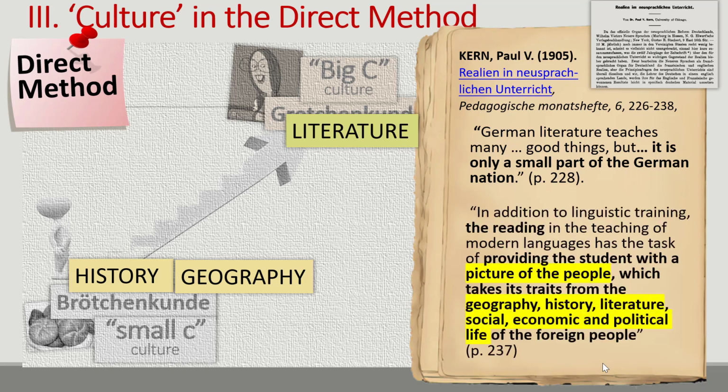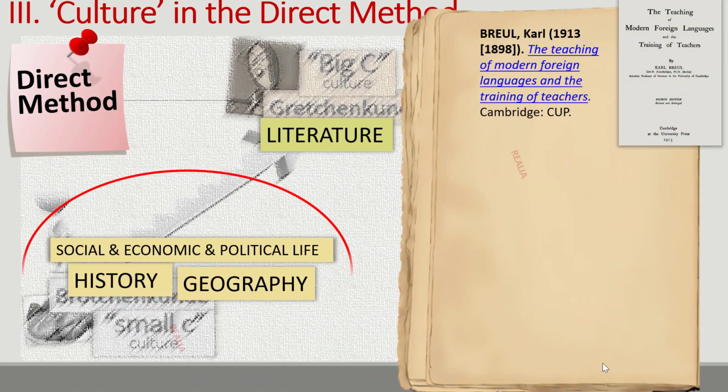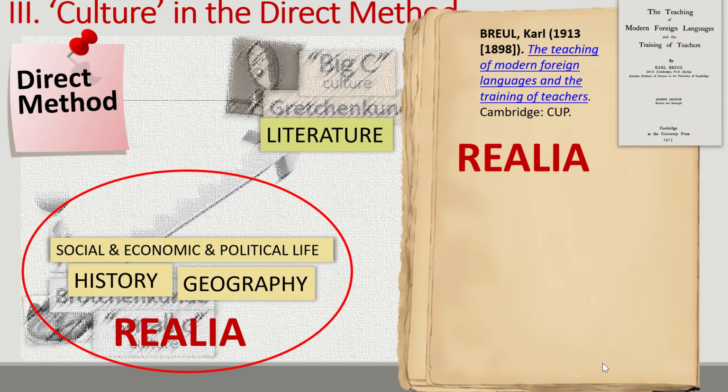In addition to linguistic training, Kern suggests practicing reading, which has the task of providing the students with a picture of the people, which takes its traits from the geography, history, literature, and social, economic, and political life of the foreign people. To name a variety of cultural aspects which should be integrated with second language teaching besides literary works, Karl Breul introduced the term realia. We already mentioned it before.